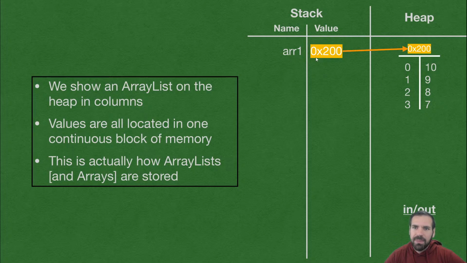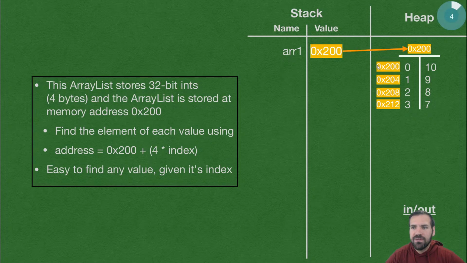The way it works in memory is you have one memory address stored in your variable. That's the memory address of the first value in your array. So say this is an array of 4 ints. Each int is 4 bytes. So the very first int is going to be at 0x200.